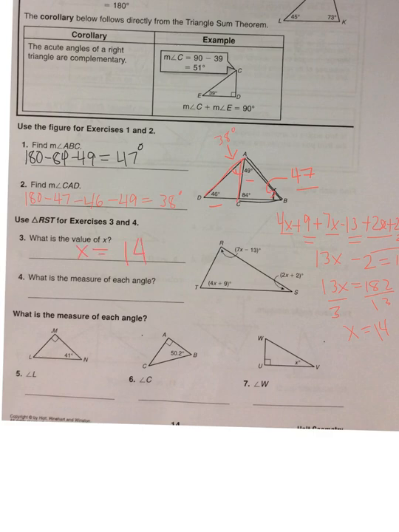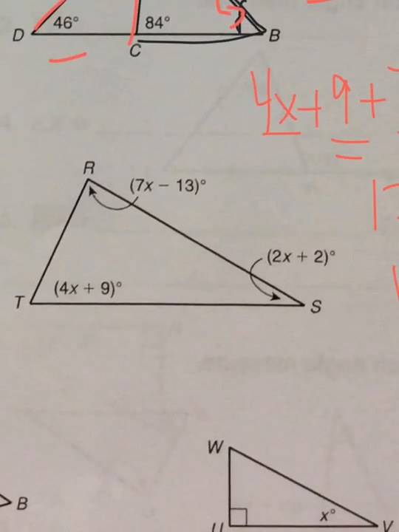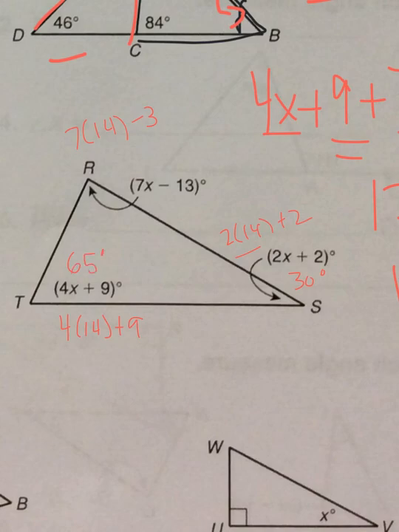Now find the measure of each angle. All you do is plug it in. So this would be 4 times 14 plus 9, 2 times 14 plus 2, and 7 times 14 minus 3. So then I multiply. 2 times 14 is 28 plus 2. This is 30 degrees. 4 times 14 plus 9, doing it on a calculator, this is 65 degrees. And this one, 7 times 14 minus 3 equals 95 degrees.